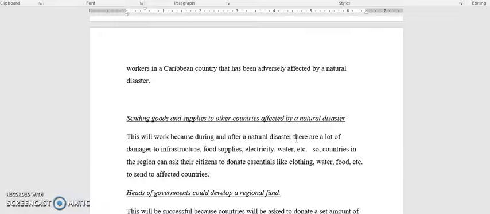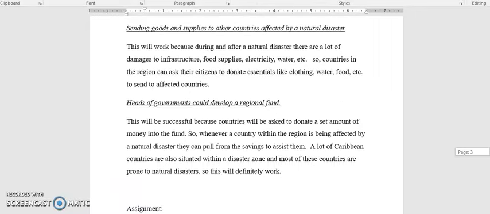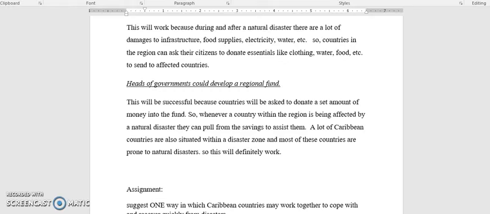Way 3, heads of governments could develop a regional fund, something like a savings or a partner. This will be successful, right, because countries will be asked to donate a set amount of money into the fund. So whenever a country within the region is adversely affected by a natural disaster, they can pull from the savings to assist them. A lot of Caribbean countries, right, are situated within a disaster zone. And most of these countries are prone to natural disasters. So, heads of government developing this regional fund, this will definitely work.